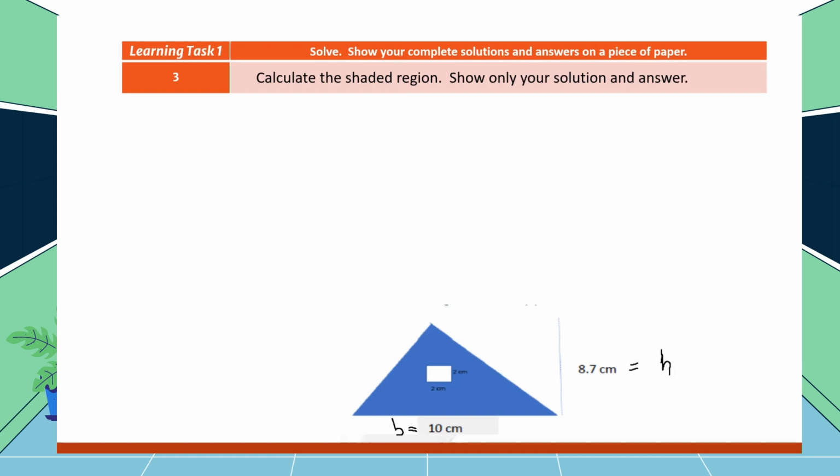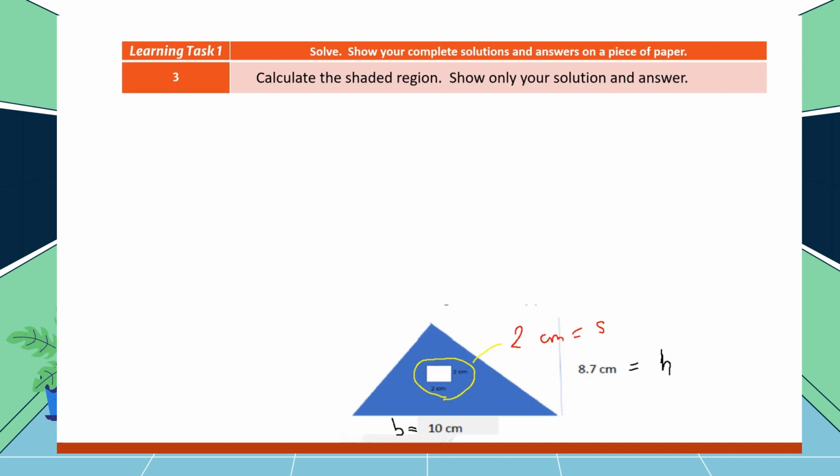And then, meron din naman tayong given square. Sabi natin, paano naging square? Kasi ito, ang unit ay 2 centimeters by 2 centimeters. So, 2 cm ang given side. Question, calculate the shaded region. So, syempre pa, ito ang itsura nito ay triangle, tapos may nakapatong na square. So, dahil calculate the shaded region, alamin muna natin ang area of the given triangle.